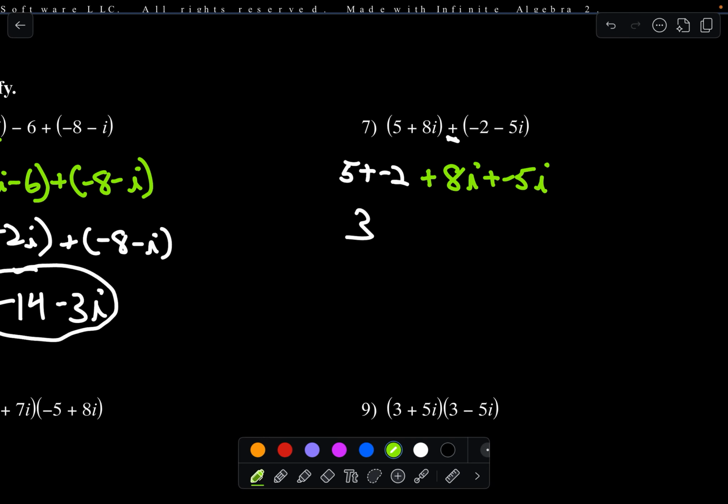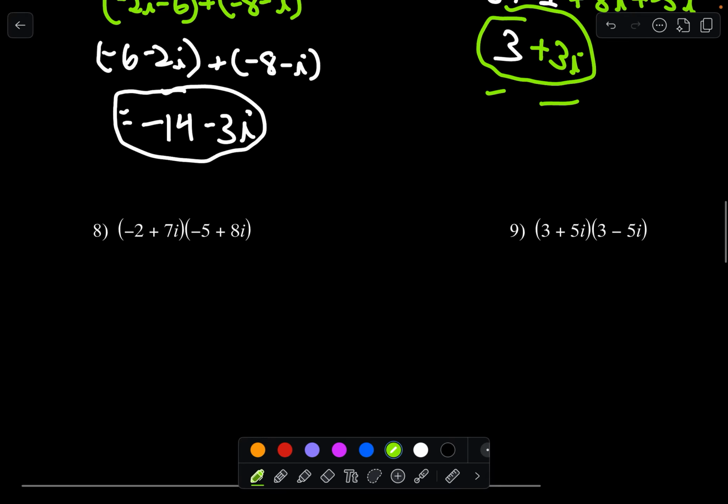8i plus a negative 5i is 3i. So it's 3 plus 3i. Again, you don't have to write it like this. You could just go 5 plus a negative 2 is 3, and 8 plus a negative 5 is 3i. Okay?